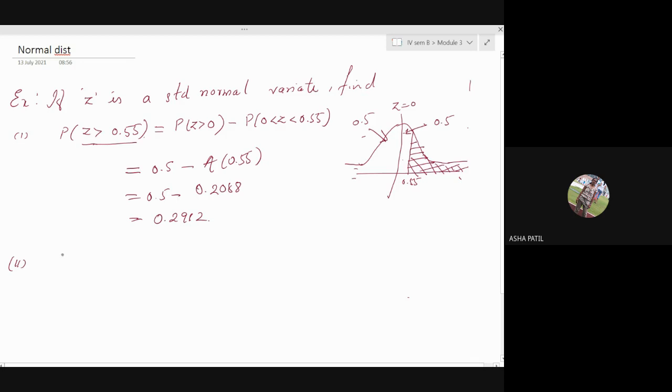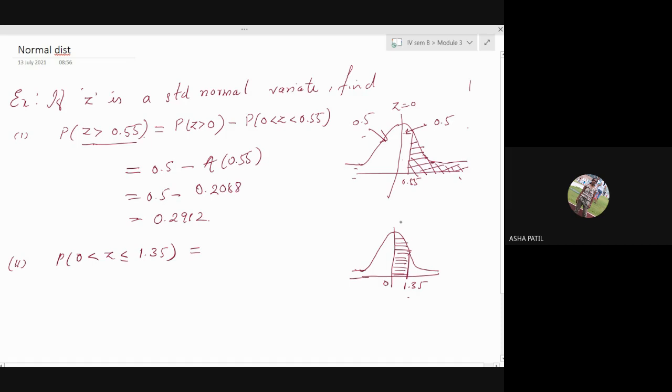Now let me go for another one. Probability that 0 less than Z less than or equal to 1.35. Better it is if you draw the curve every time so that you will come to know which area is to be taken. That lies between 0 to 1.35. So let me take a point 1.35 here. Now we want 0 to 1.35. So 0 to 1.35 means we want this region.